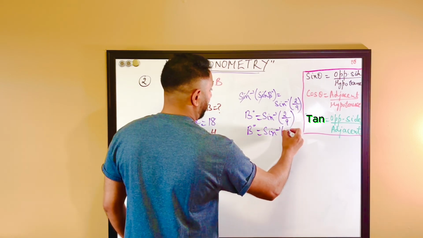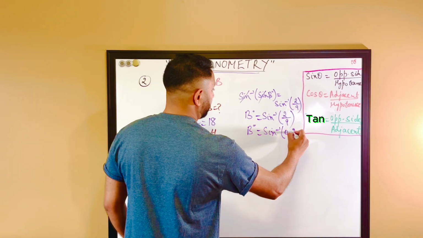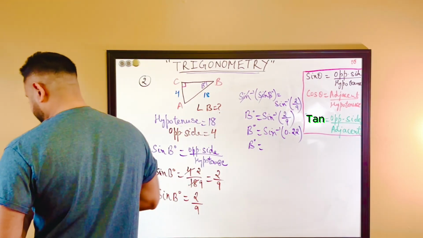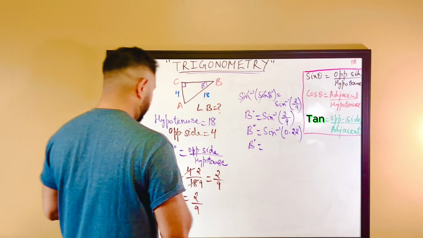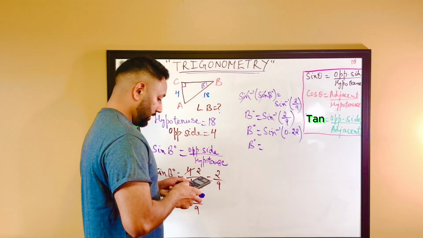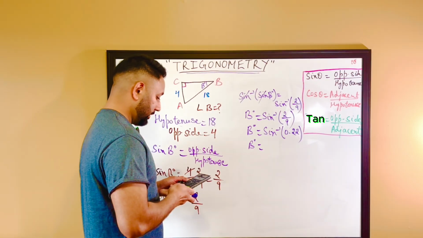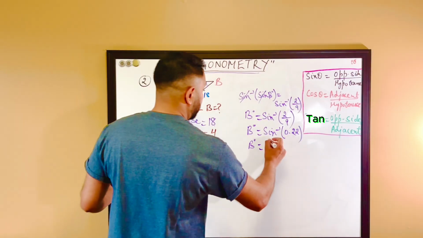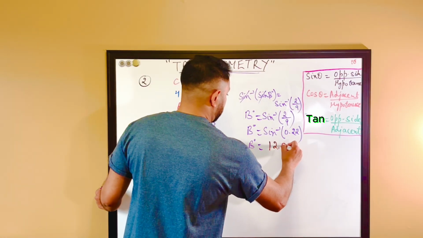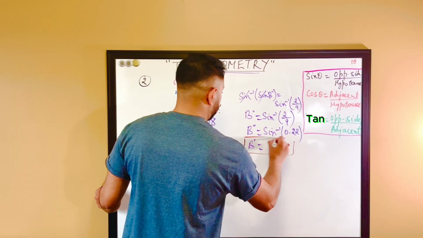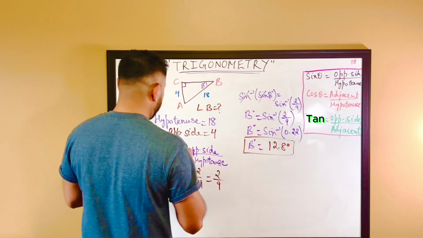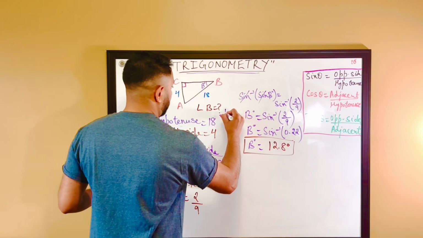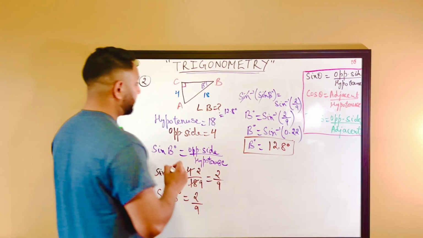and in decimal form it is 0.22. So the sine inverse of 0.22 is 12.8 degree. So that means angle B is 12.8 degree.